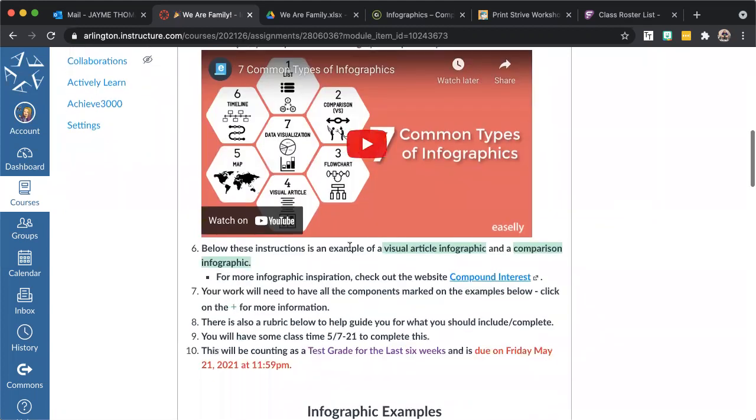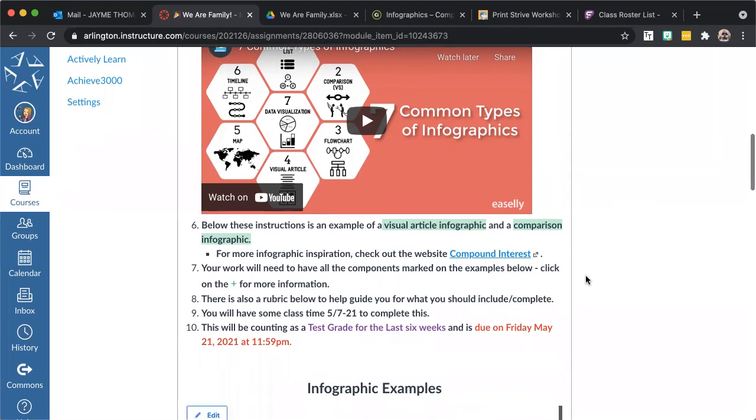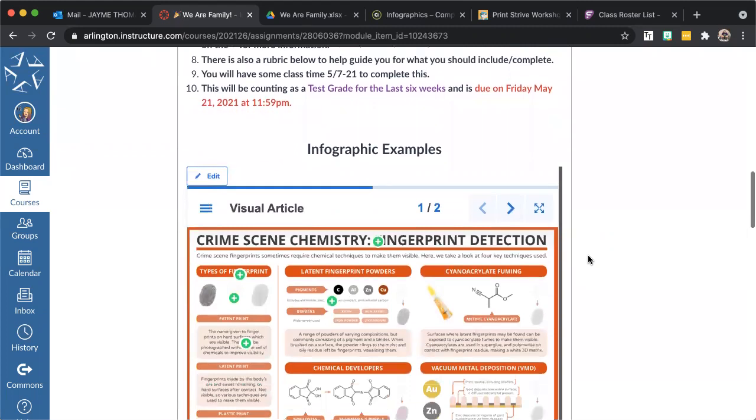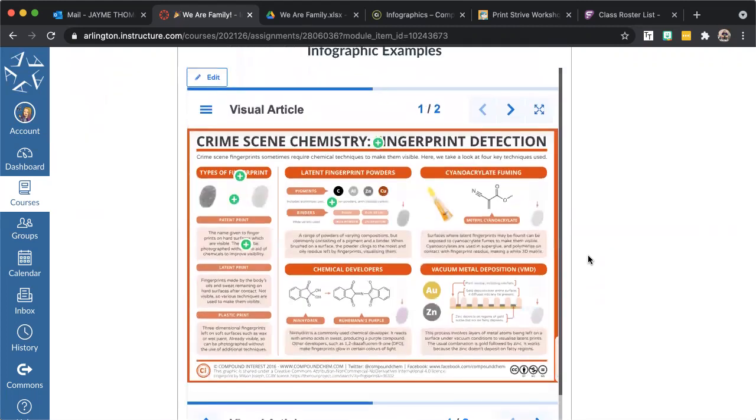And then also number 6 here, below the instructions, I put an example of a visual article and a comparison. The visual article is honestly probably the closest to what you guys are going to be doing for this assignment. Visual article means that it's got visuals, images and pictures, because you're going to have pictures of your chemical structures or your real world examples. But it's an article because it has information and text as well. So this one right here is a visual article.